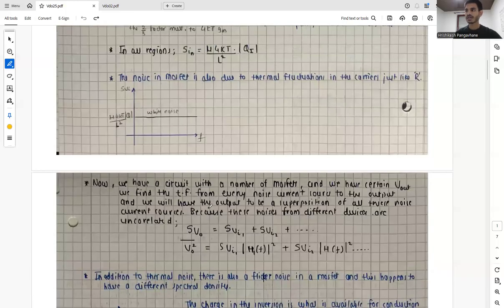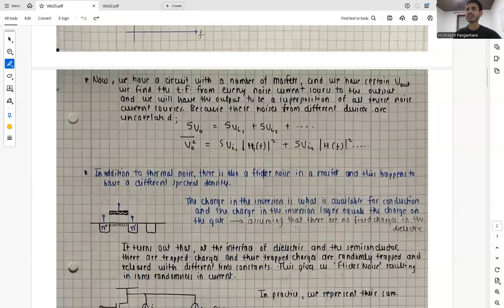Now we have a circuit with a number of MOSFETs, and we have a certain Vout, and we find the transfer function from every noise current source to the output. We will have the output be a superposition of all these noise current sources. Because the noises from different devices are uncorrelated, we can write the equation just like for a resistor, and we have seen this in the case of a resistor as well.